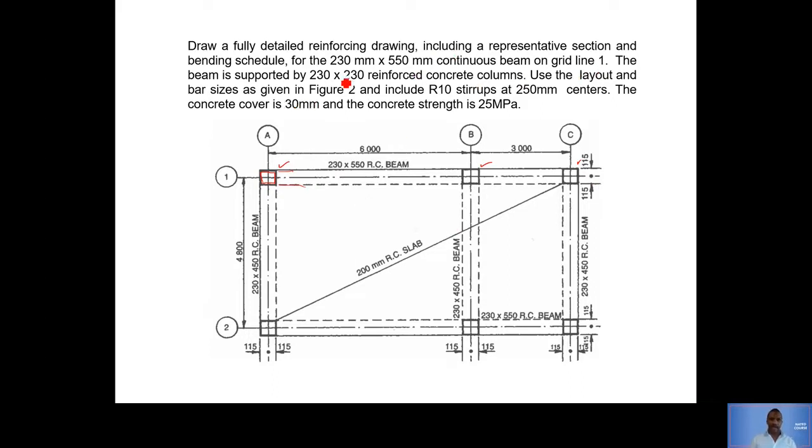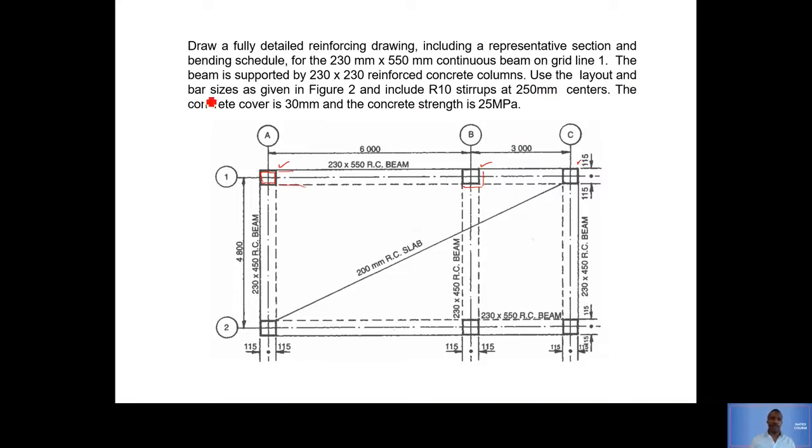What else? The beam is supported by 230 by 230 reinforced concrete columns. So the beam is actually 230 by 230, I mean the concrete column, not the beam, the column, sorry. The column is 230 by 230 in dimension. So it's 230 this way and 230 that way.